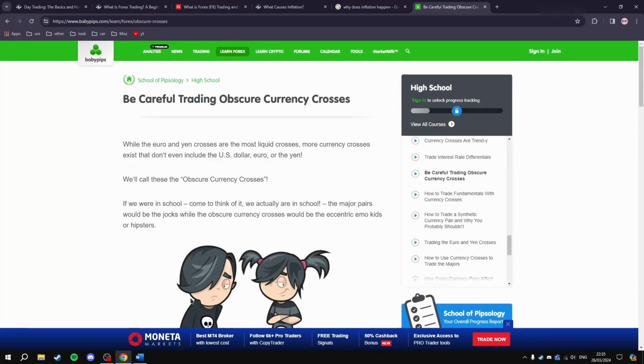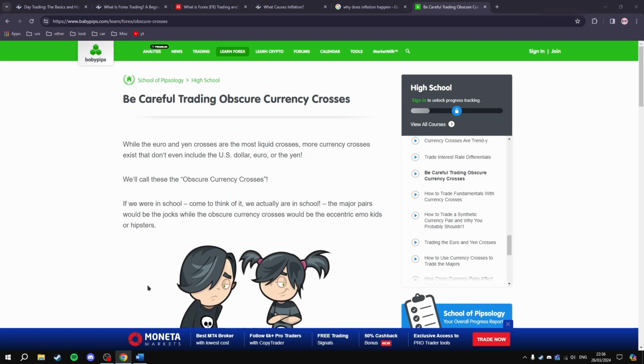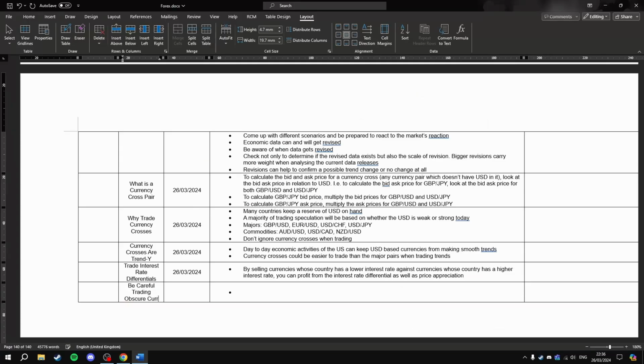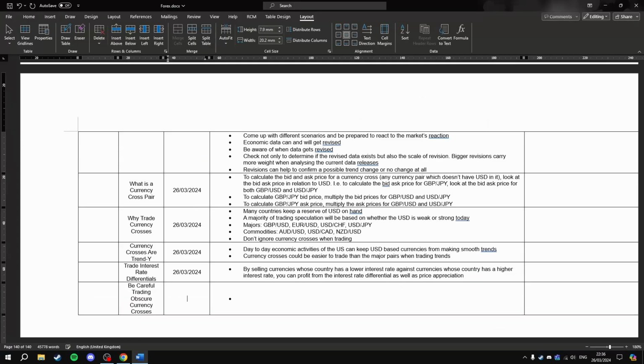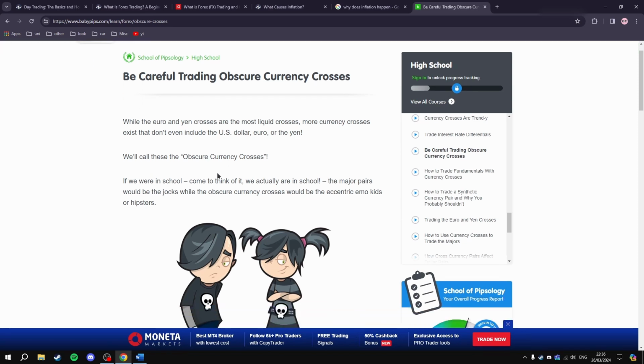Be careful trading obscure currency crosses. Whilst the euro and the yen crosses are the most liquid crosses, more currency crosses exist that don't even include the US dollar, euro or the yen. We'll call these the obscure currency crosses.